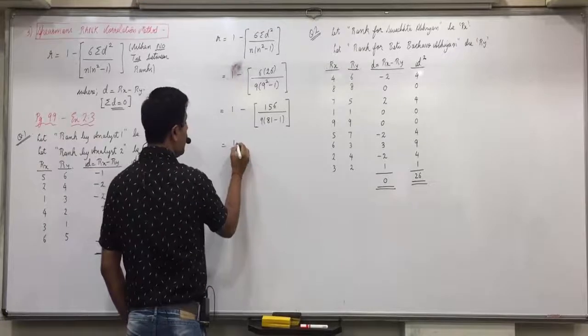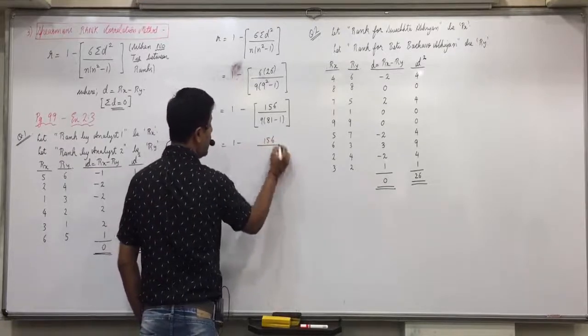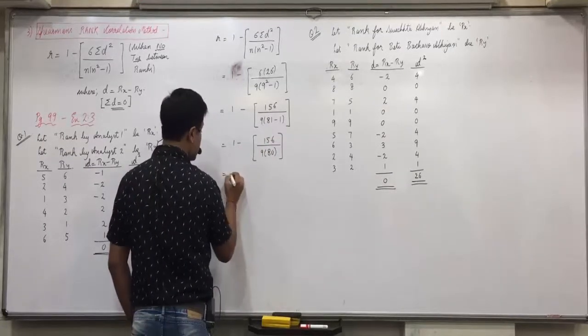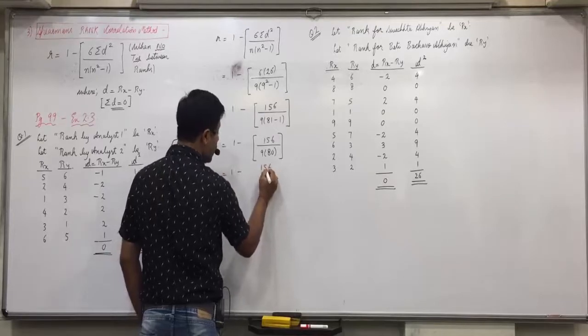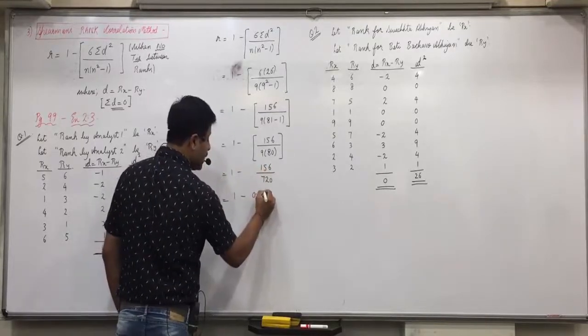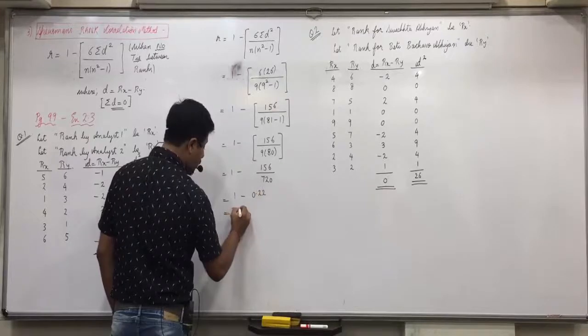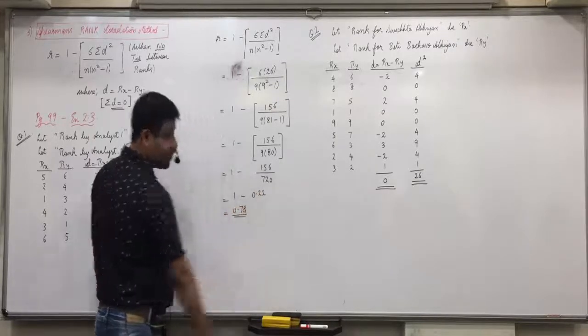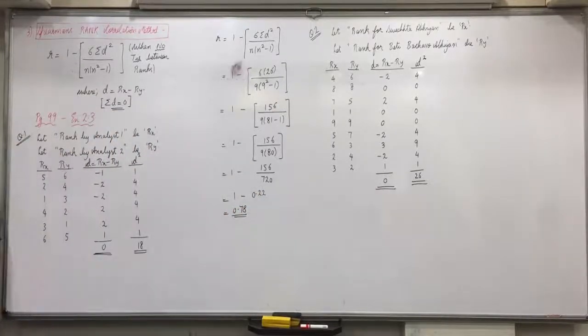So now 1 minus 156 upon 9 into 80. 1 minus 156 upon 720. Divya, 156 upon 720 is 0.22. So 1 minus 0.22 is 0.78. Any doubts with this? All are clear with it? So one question you will find on your own.